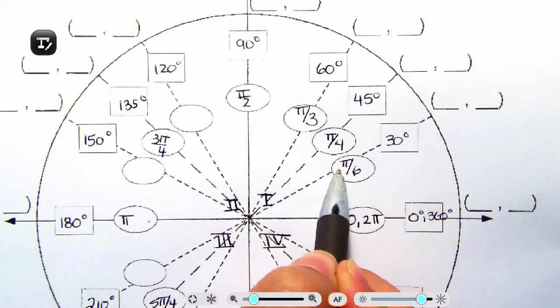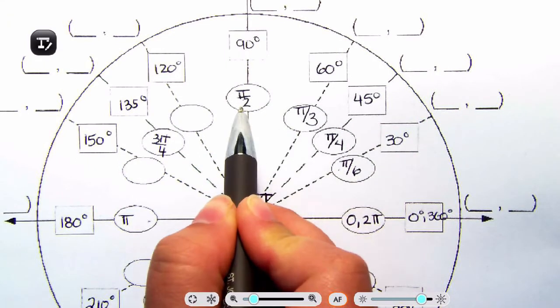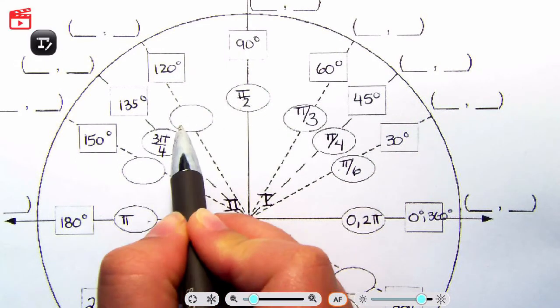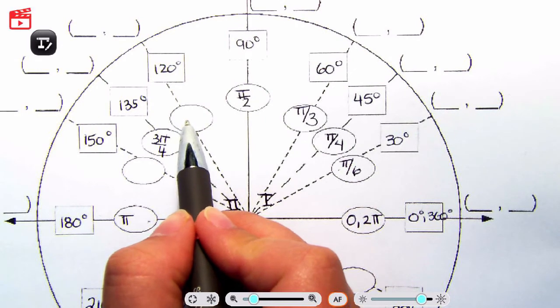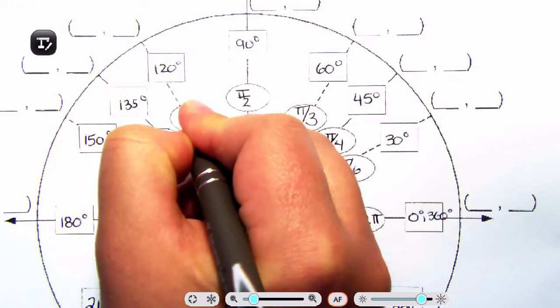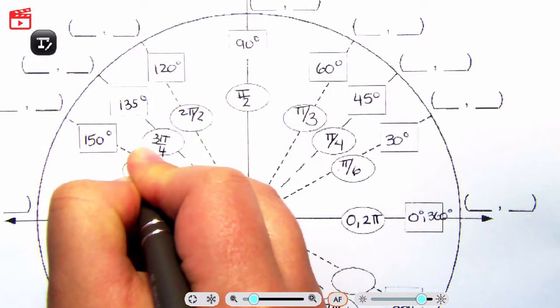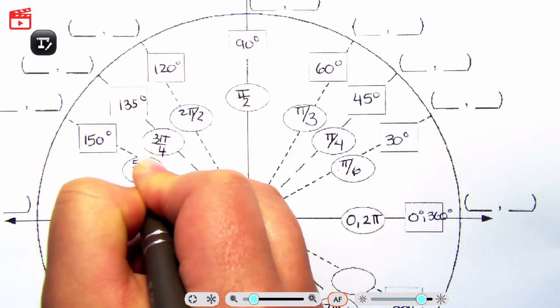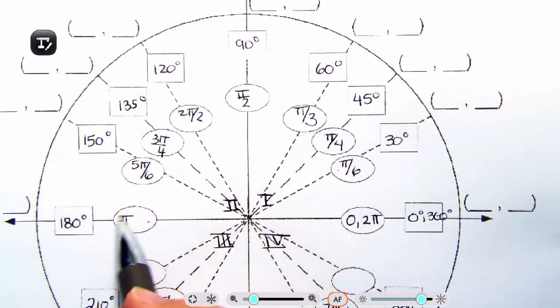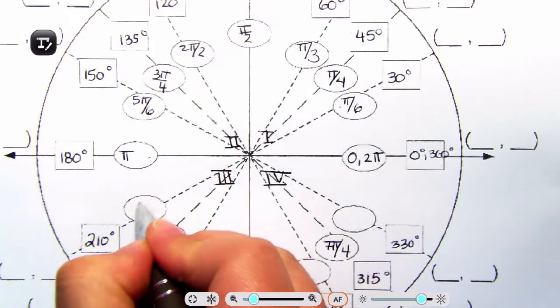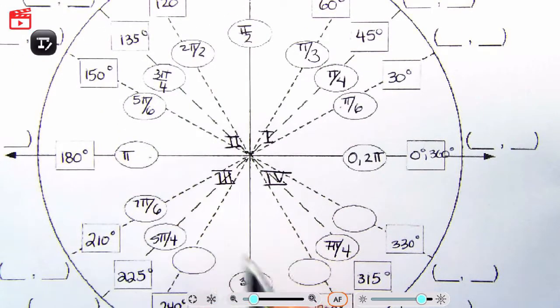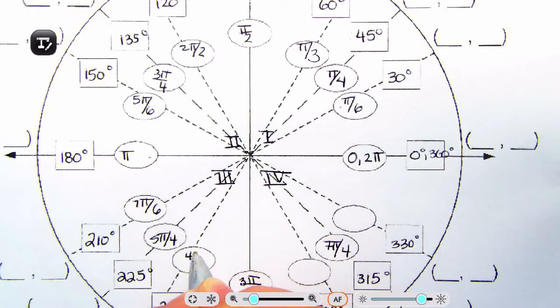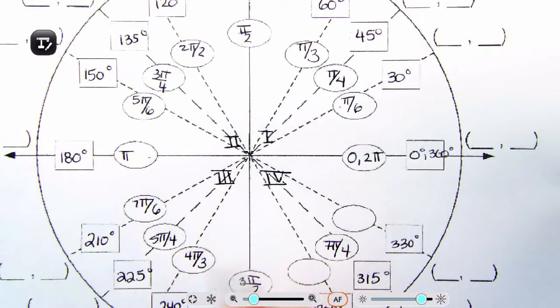So pi sixths, 2 pi sixths, 3 pi sixths. This would be 4 pi sixths, or again simplify, which is 2 pi thirds. 5 pi sixths. 6 pi sixths is equivalent to just pi. 7 pi sixths. 8 pi sixths, or 4 pi thirds.